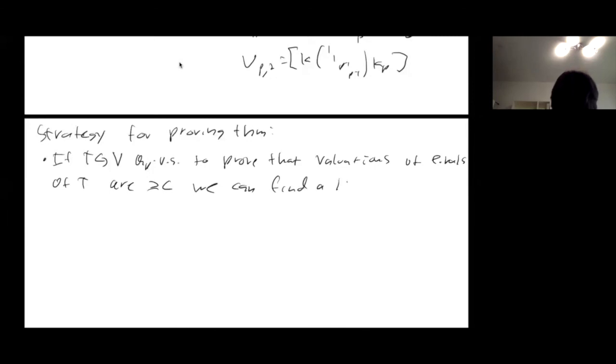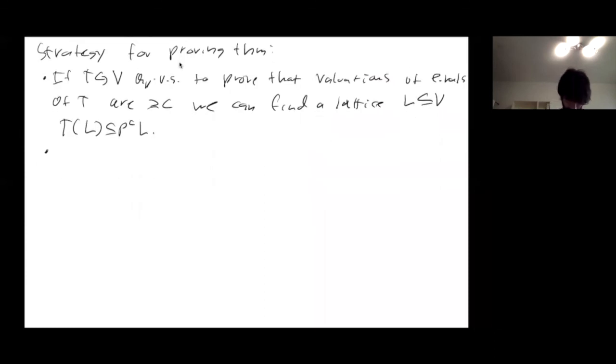All right, so let's try to understand more or less how this is proved. So the strategy: first of all, if you want to prove a bound for the valuations of the eigenvalues, so if we have an endomorphism T of a Q_p vector space V, to prove that valuations of the eigenvalues of T are greater than or equal to C, we can find a lattice L inside V so that T of L is contained in p^C of L. Okay, so that's what we'll do.